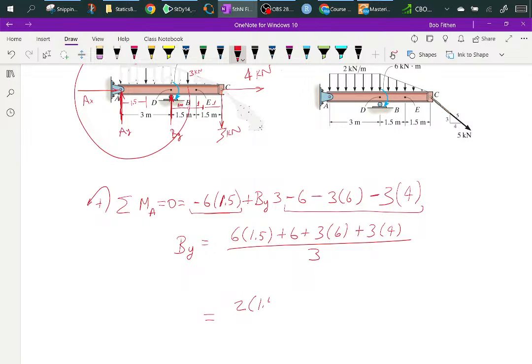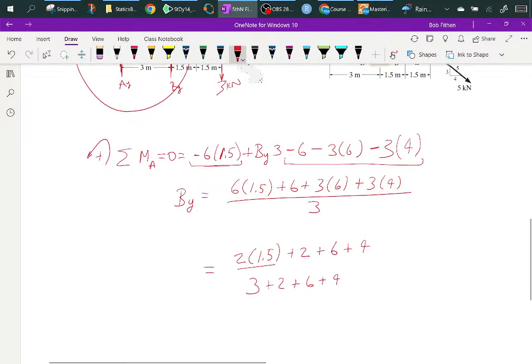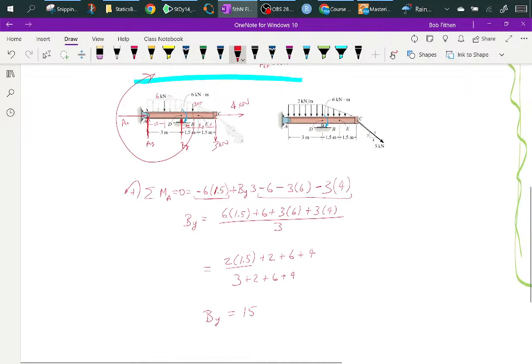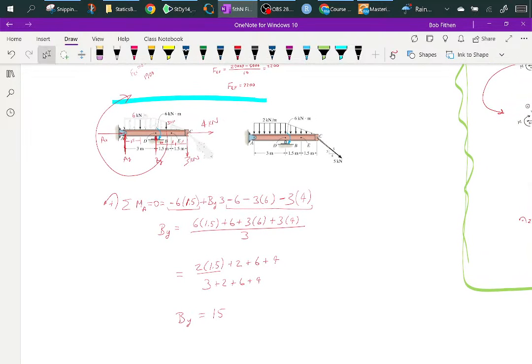I might be able to do this math. 2 times 1.5 plus 2. I'm taking the 3 out. Plus 6 plus 4. I think that becomes 3, right? 3 plus 2 plus 6 plus 4. So I think I get 15 if I'm thinking right. Now, that just gets me to that point. That didn't get me where I need to go.